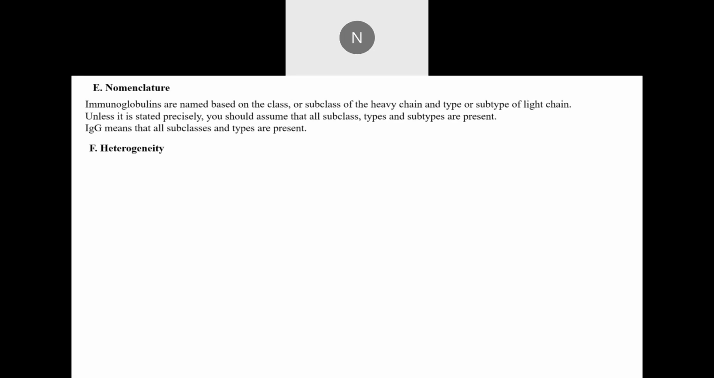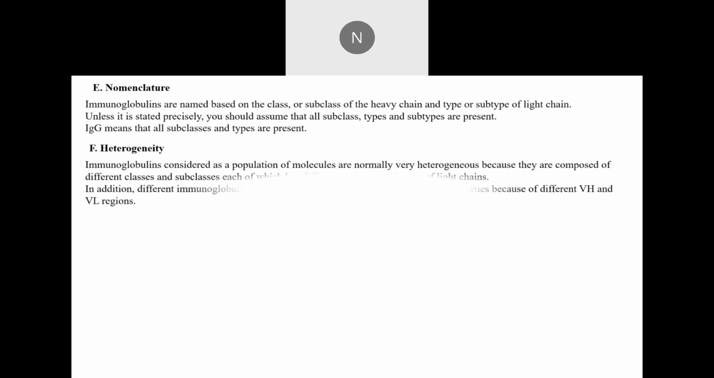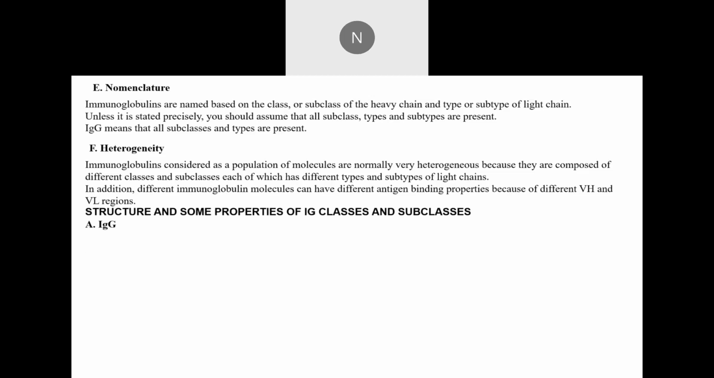Not necessary that only one type of immunoglobulin should be there. It can be there in all types of population of molecules. It's very heterogeneous in nature. And in addition, different immunoglobulin molecules can have different antigen binding properties because of different variable heavy and light chain regions. So that is the beauty of it, that immunoglobulins are multiple in number, and that's how they are able to attack and take the pathogens and try to destroy them.